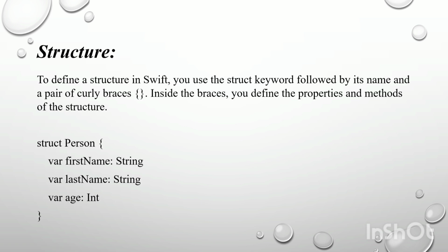Now let's look at the structures. To define structures in the Swift programming language, we use the struct keyword, followed by a name and curly braces. Inside the curly braces we define the variables and properties. Here we give an example, a structure person, with variables last name and age. Together they act as a single object.